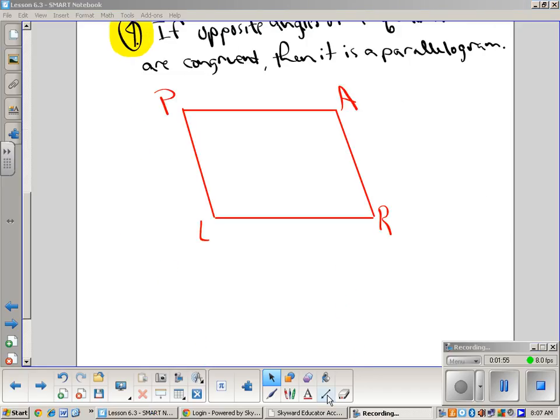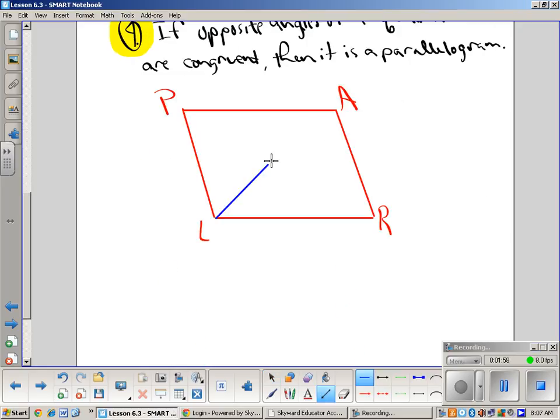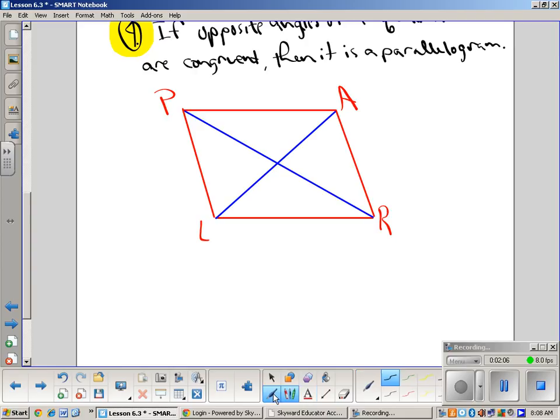So this might be a no-brainer to some of you, but I'm going to draw this out anyway. If these are the diagonals of a quadrilateral, and we know that those two are equal and these two are equal, then this first theorem is saying that since segment PR bisects segment LA, and since segment LA bisects segment PR, so this point right here is the midpoint of both segments, both diagonals, then that means this has to be a parallelogram.